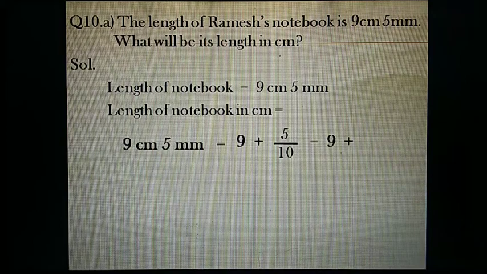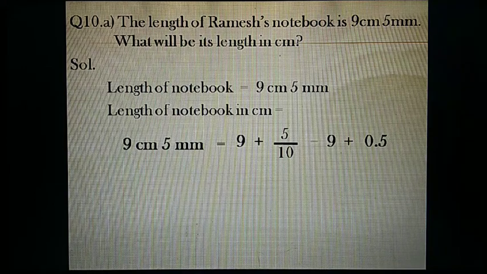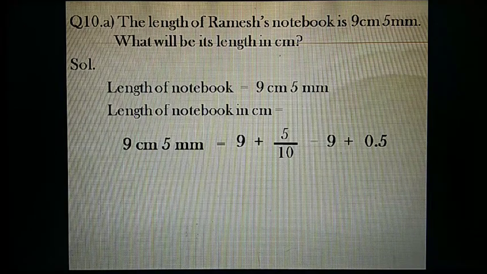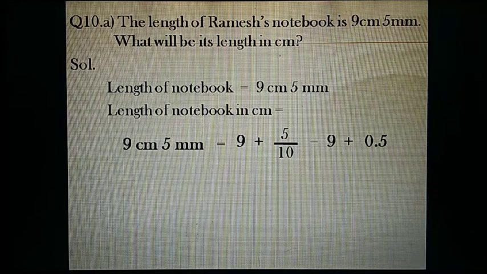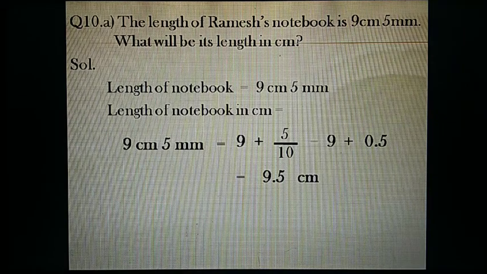9 will come as it is. 5 upon 10 means 0.5. 10 means point after one digit from right. 9 is a whole number. Add it to the whole part of the decimal number. 9 plus 0 means 9 and the decimal part will come as it is. Final answer is 9.5 centimeter.